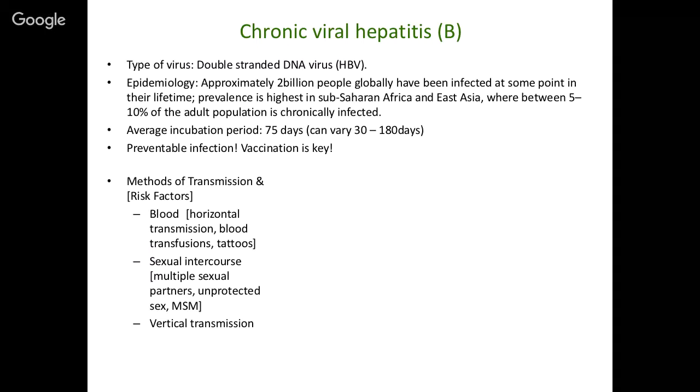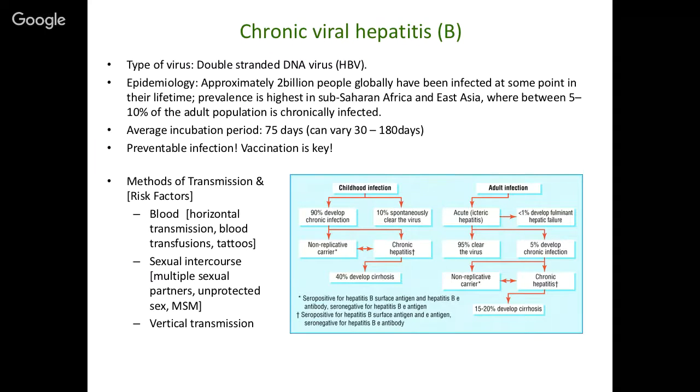So blood transfusions in hospital, if they've got tattoos, there's always a risk of hepatitis B. Sexual intercourse as well, and in brackets are risk factors for sexual intercourse being a transmission risk for chronic viral hepatitis, and vertical transmission, so when a mother's giving birth essentially. This next picture is important.